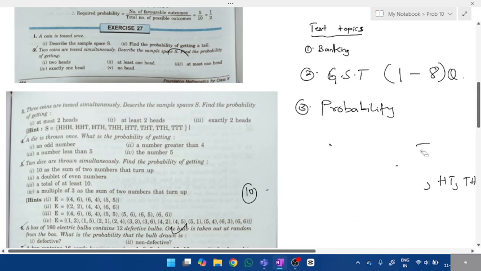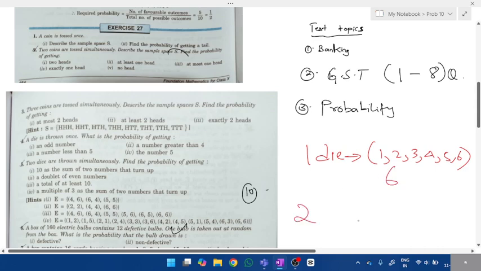The same goes with dice. How many sides does a die have? For one die, the values are 1, 2, 3, 4, 5, 6, and the total outcome is 6. For 2 dice, what's the formula, students? 6 to the power of 2. That is 36.